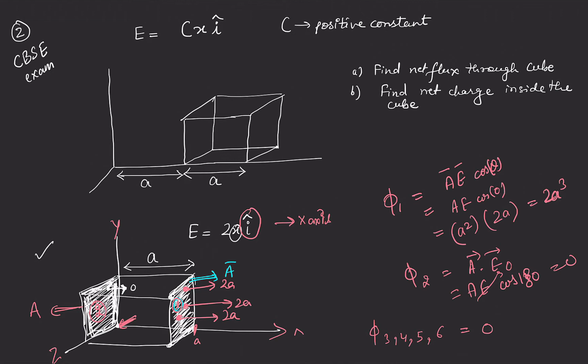So net flux through this cube would be simply phi is equal to phi 1 plus phi 2 plus phi 3 plus phi 4 plus phi 5 plus phi 6, which would be simply equal to phi 1 because everything else is 0, which would be equal to 2a cube. So this is the final answer, and the net flux would be positive.